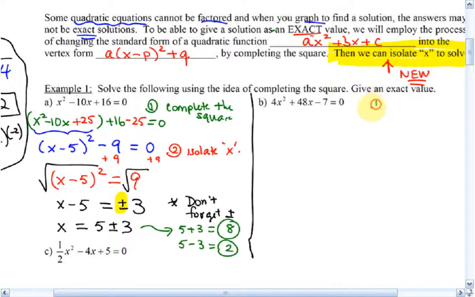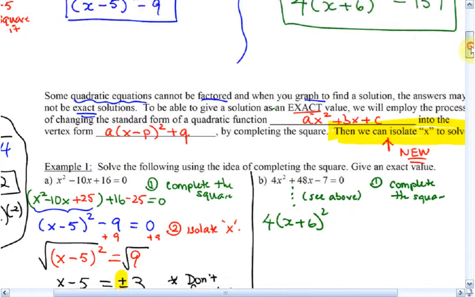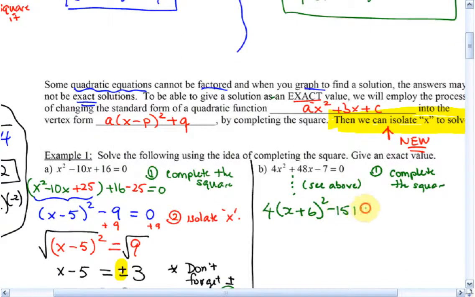All right, let's do part B. First step is to complete the square, right? Oh yeah, it's the same thing. So if you want to do it again, that's fine. I'm going to be lazy this time. I'll say dot, dot, dot, dot, dot, and I'll say C above. What is the answer to this, by the way, from above? 4, what was it? 4 bracket x plus 6 all squared minus 151 equals 0. Just wanted to save some time.